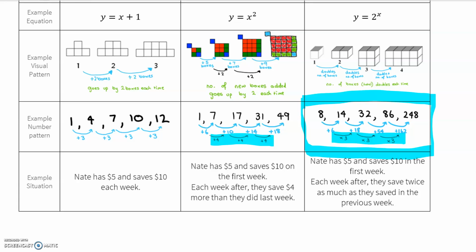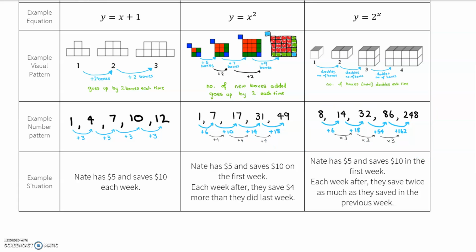And you can also see how, again, if we compare our quadratic and our exponential, the exponential goes up much faster than our quadratic. And that's why pandemics spread so quick, because you're multiplying by that factor each time.